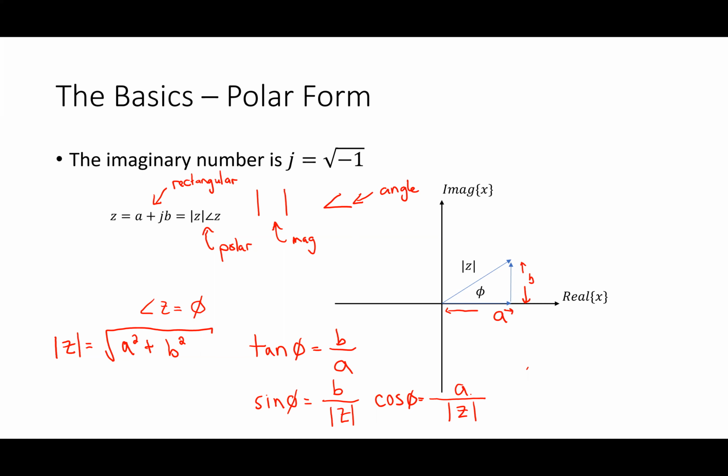If I look at everything that I just wrote, Z equals A plus JB. And I can see from this that A, the real part, is equal to the magnitude of Z times cosine phi. And I can see that B, the imaginary part, is the magnitude of Z times the sine phi. So another way I can write this complex number, Z equals A plus JB, is as magnitude of Z times cosine phi plus J times magnitude of Z sine phi, like that.